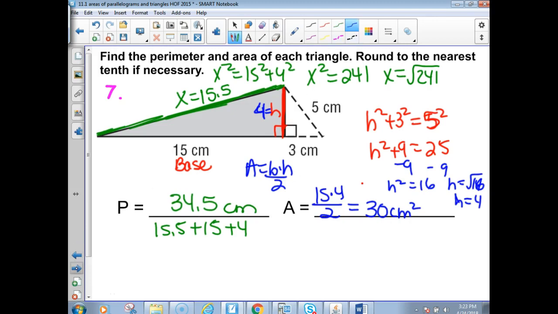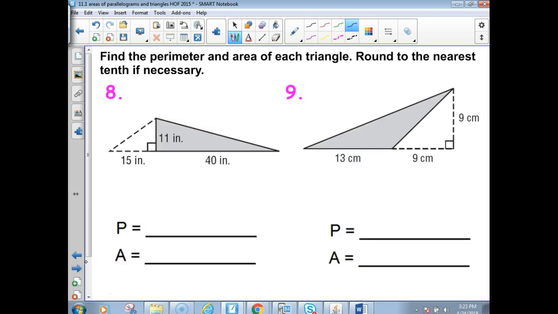Okay, a couple more. Got number 8. Oh boy, this is a lot of Pythagorean theorem, have you noticed? We need to do the perimeter. We're going to need to find that thing right there, which is the hypotenuse of that right triangle. So x squared equals 11 squared plus 40 squared. I don't know what that is. 11 squared plus 16.